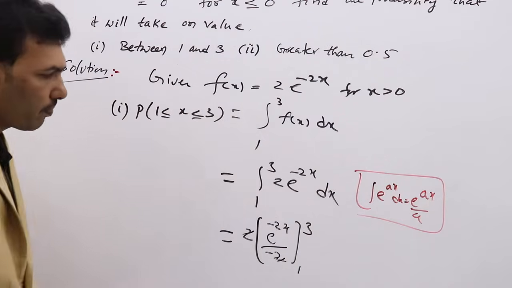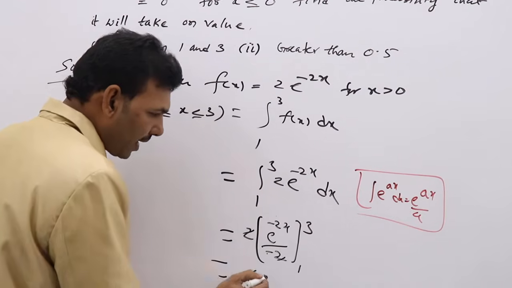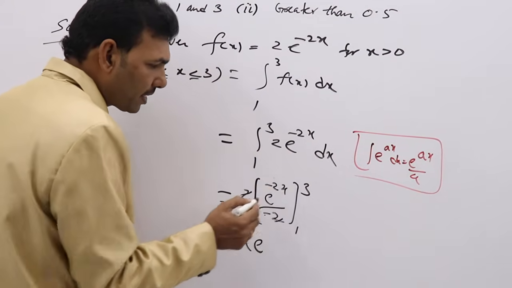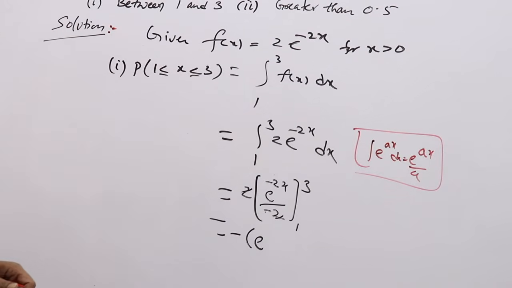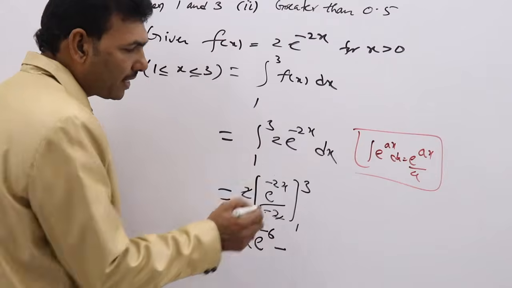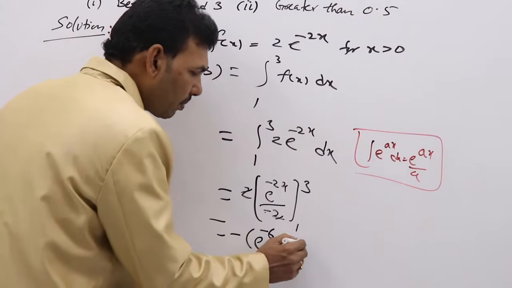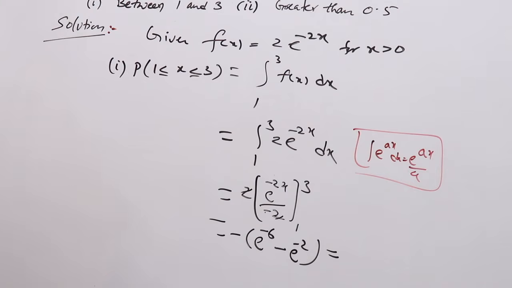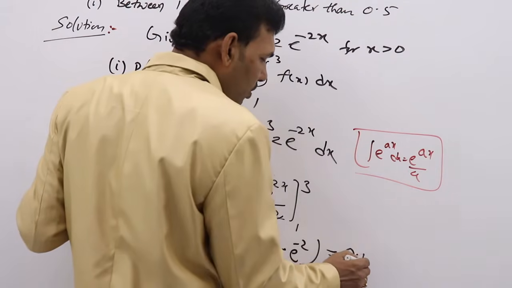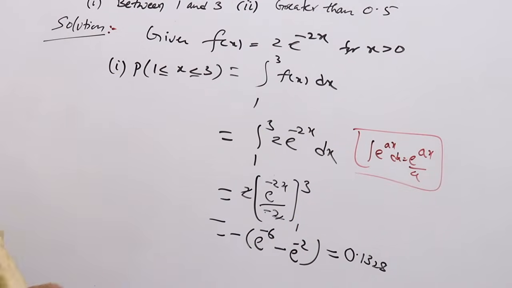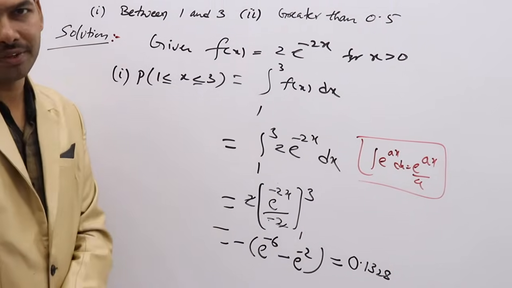2 gets cancelled. If you keep this minus here, write in the place of x 3, e power minus 6, minus, write in the place of x 1, e power minus 2. Use your calculator to get these e power minus 6 and e power minus 2 values. What will you get? 0.1328. Use your calculator to get that value.